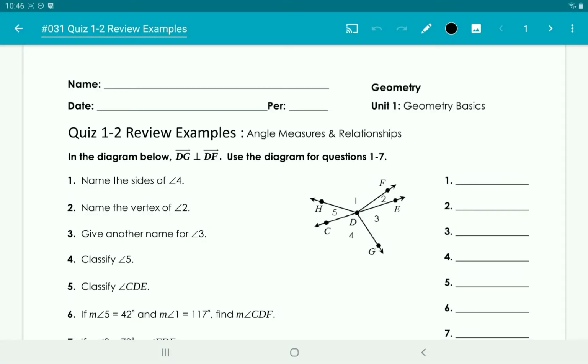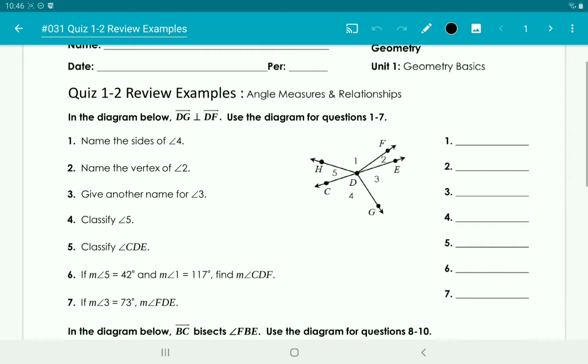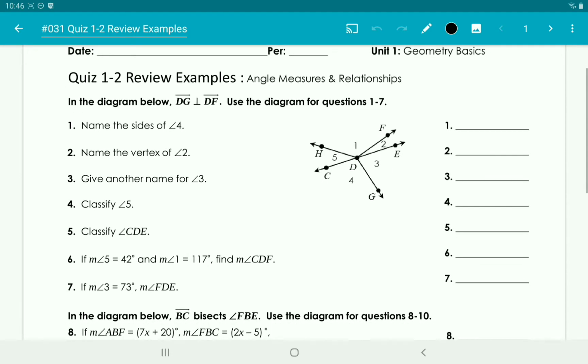Guys, so today we're going to be looking at some review examples for quiz 1-2, the quiz that you're going to have tomorrow. So let's just go over some of these. These are going to be almost exactly like the quiz that you get, just with some numbers changed, just like before, different problems but the same types of problems.